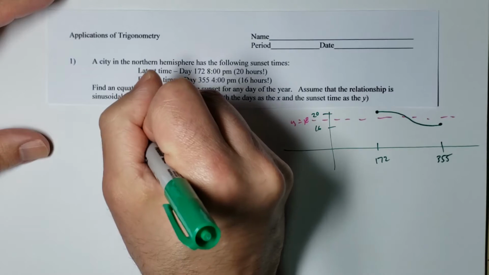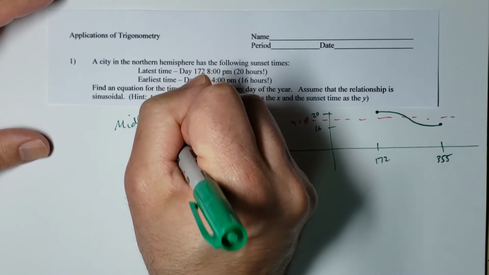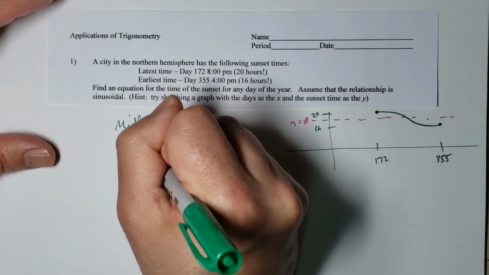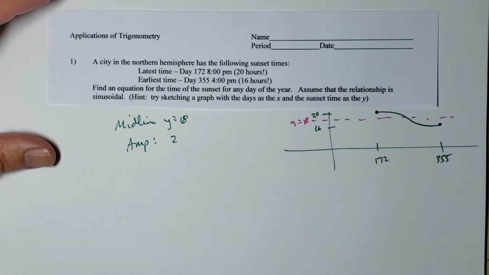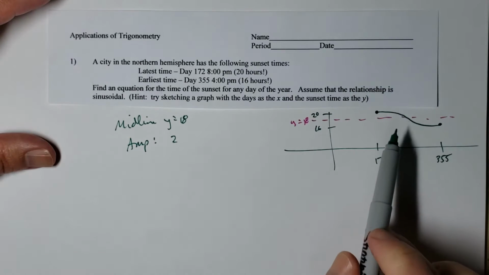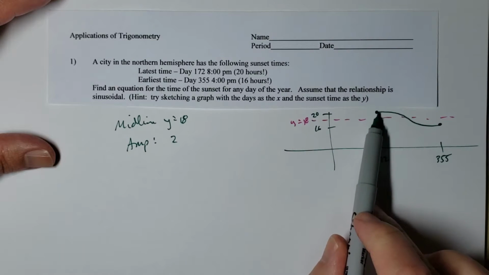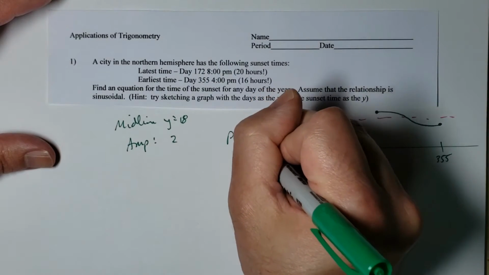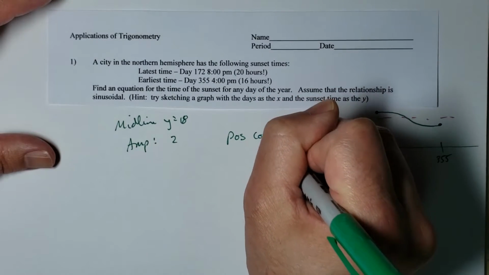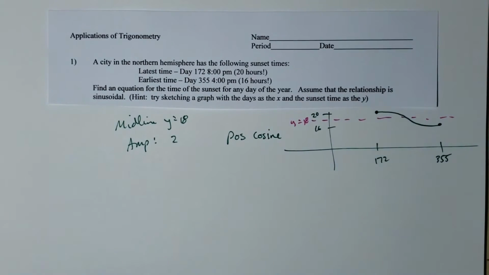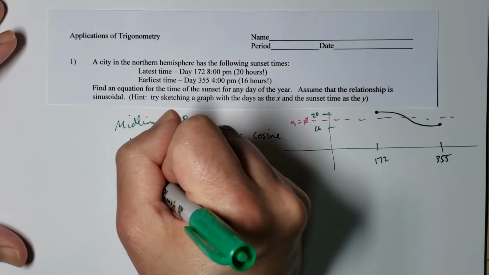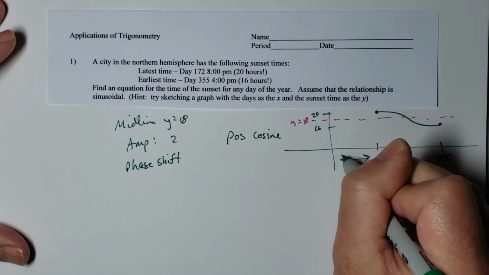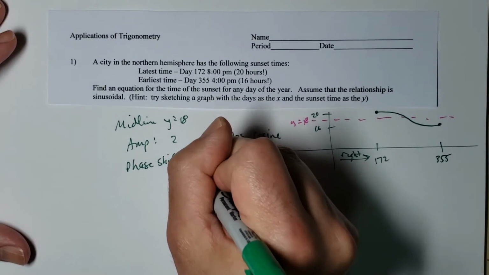So the midline is y equals 18. And then the amplitude, because we go 2 up or 2 down, is 2. If I draw starting here at the maximum and go down, that looks like a positive cosine. And that means that our phase shift is going to be right 172.